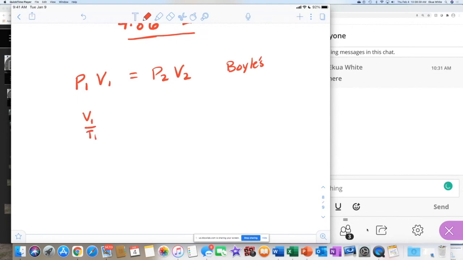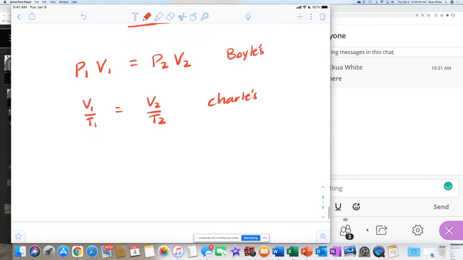V1 over T1 equals V2 over T2. This is Charles's law. And then you have V1 over N1 equals V2 over N2. All the 2's are on the right. What's this one? Avogadro's.